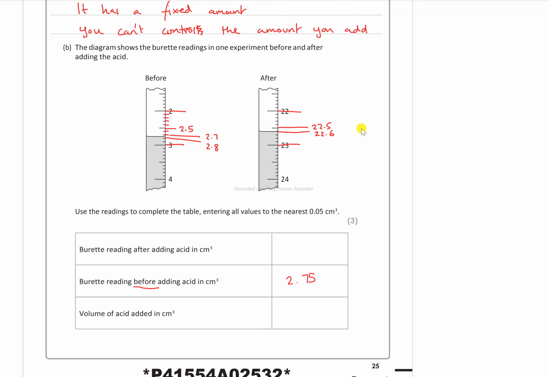Right, because they're working to 2 decimal places by the looks of it, we can write that. It does get a bit strange, but 22.60, if you subtract the 2, you get 19.85. So this is just simply on a calculator. Subtract them two to get the volume added.